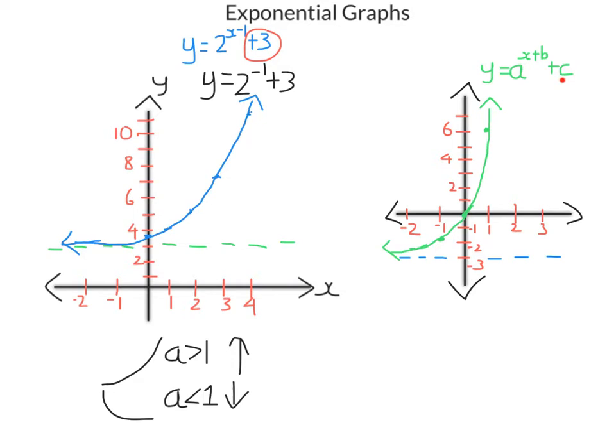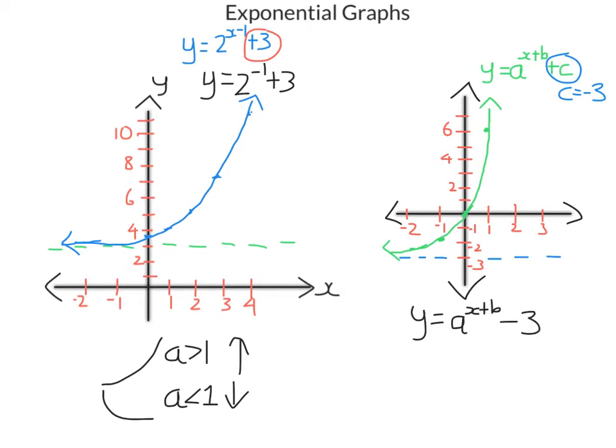So c is the easiest to find. The constant by itself, as it was in this example, that is the asymptote. So the asymptote here, you can see, is at y equals minus 3. So in this case, this means c is minus 3, because that's where the asymptote was. So what we know so far is that the equation of this graph is going to be y equals a to the power of x plus b minus 3.